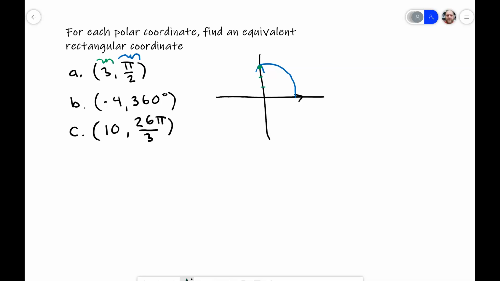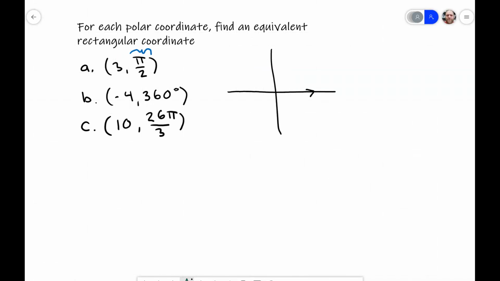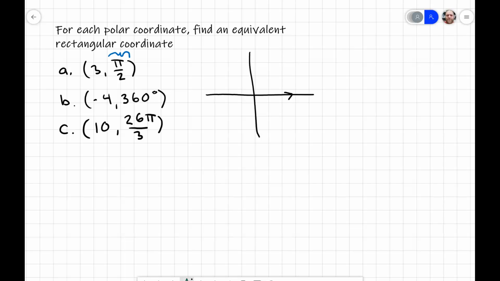So let's graph these without really finding the equivalent rectangular coordinate first. So I know that 3 pi over 2 is going to be somewhere up here. And then we're going to have a little bit of a trick with the next one, and I'm going to show you why that is. So this next one, I start with the angle, so 360. Let me erase the last one. 360 tells me to go all the way around in a complete circle.